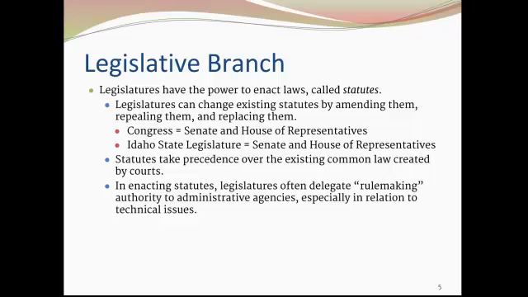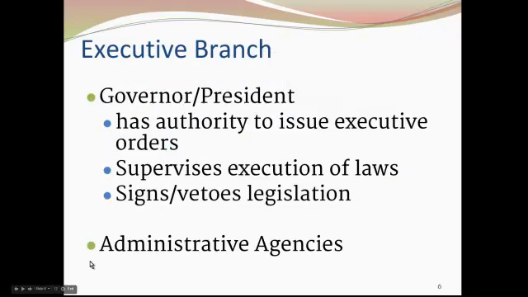In enacting statutes, especially where there are highly technical issues involved, legislatures will delegate rule-making authority to an administrative agency, which we'll talk about a bit more. The next branch is the executive branch. Led by the president at the federal level and the governor at the state level, the executive has the power to sign or veto pieces of legislation, issue executive orders consistent with existing statutory law, and supervise the execution of laws and other governmental activities.